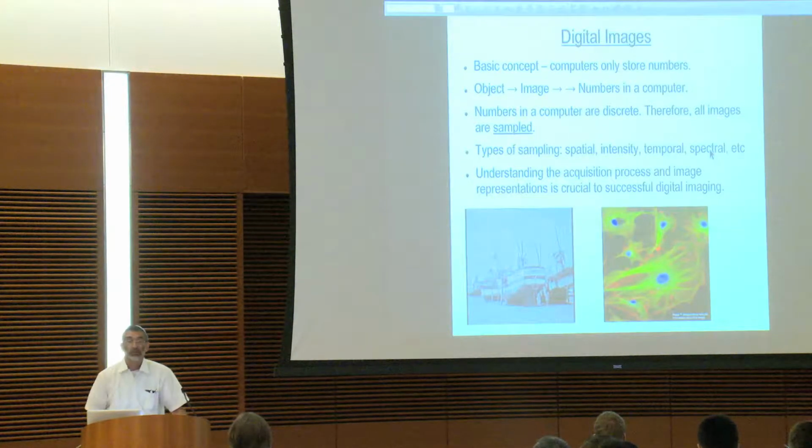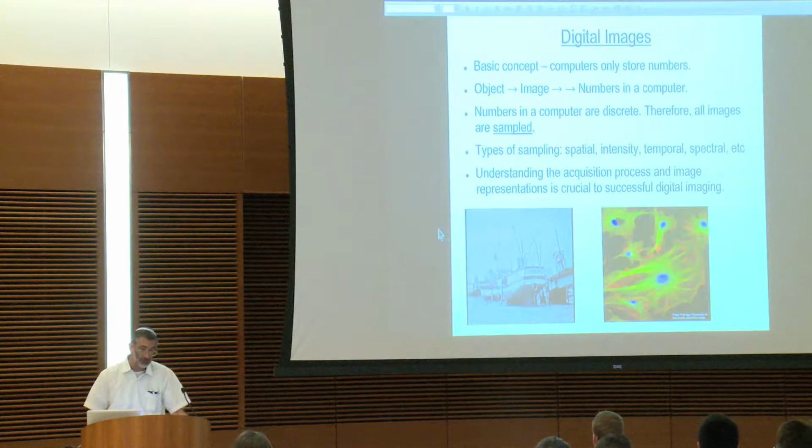Hyperspectral imagers. I have a friend who works on imagers that acquire 55 spectral channels at once. But that's all sampling. And the acquisition process is very important. We won't be talking about it as much, but it's important to know that's what the image is.